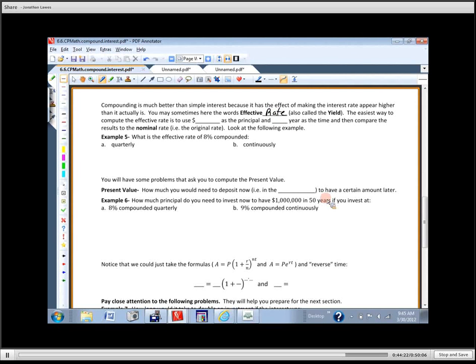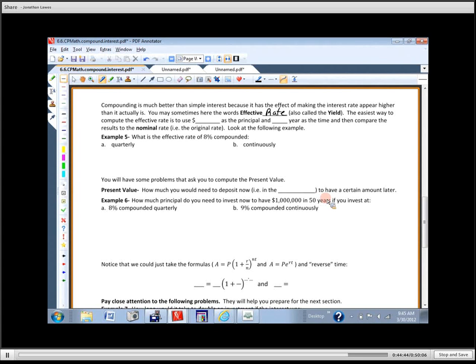Okay? It's sometimes also called the yield. If you go into a bank and look at the fine print, a lot of times in the banks or credit unions, they've got posters saying, hey, put your money in a CD or put it in our savings account. It'll say APY, annual percentage yield. Okay? They're going to want to tell you what the effective rate is.